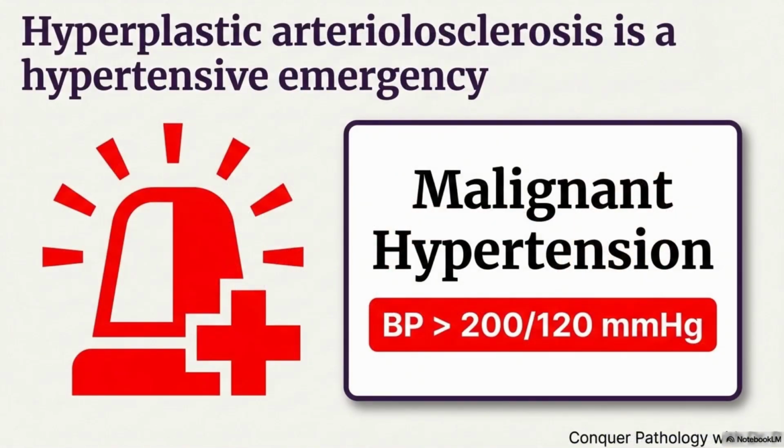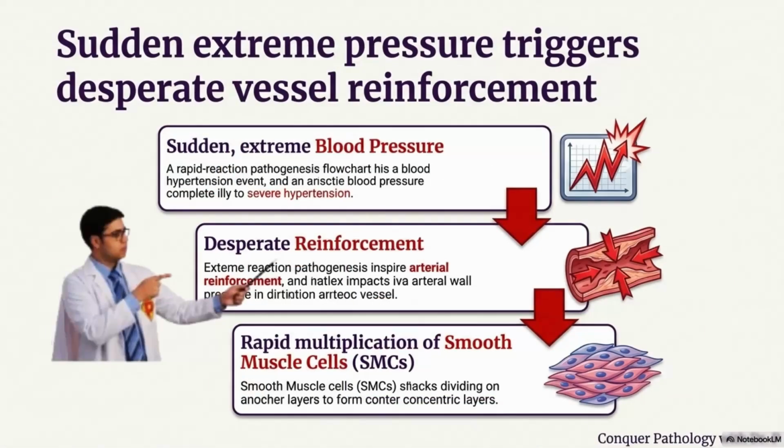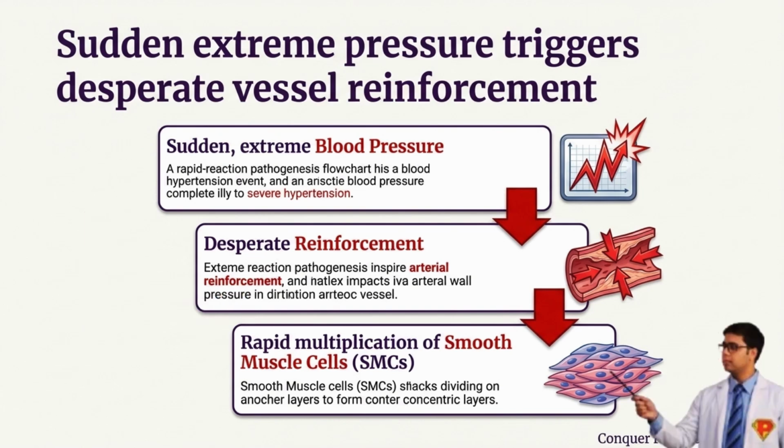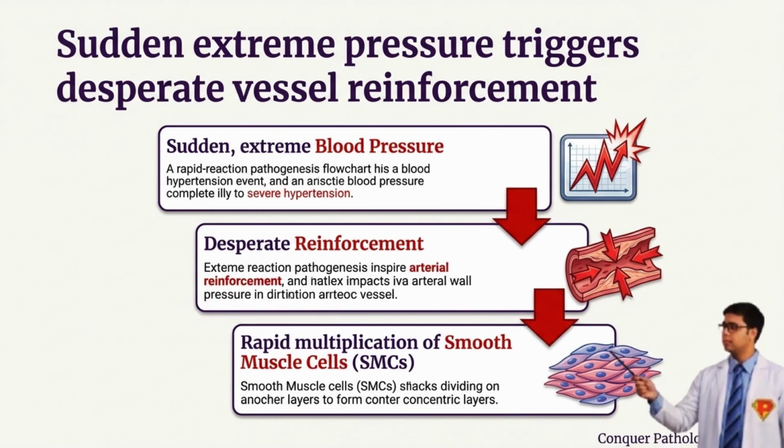Now we shift gears to the other side of the spectrum. What happens when the blood pressure is acutely severely high, like in a malignant hypertension event? The vessel attempts a desperate reinforcement. To survive the extreme pressure, there is a rapid multiplication of smooth muscle cells. These smooth muscle cells start dividing, stacking on top of one another to form concentric layers.